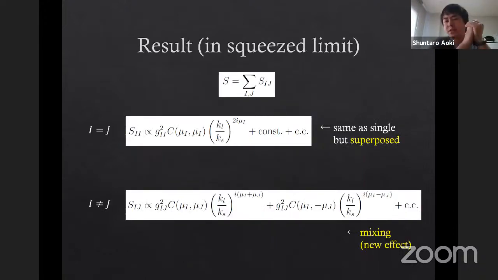Okay, this is the result of the shape function in the squeeze limit. Actually, the total shape function is given by the summation of each particle contribution, Sij. So for the diagonal element, Sii, we get this kind of expression. And you can see this is the same as the single particle case. But we have n fields, so they are superposed. In that sense, we may expect some non-trivial waveform because of such superposition.